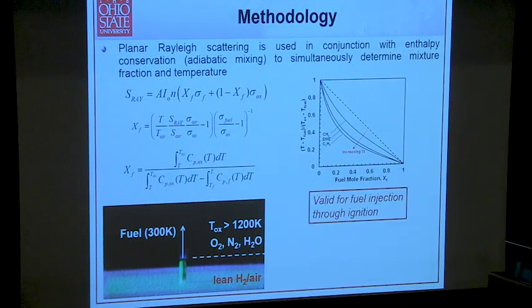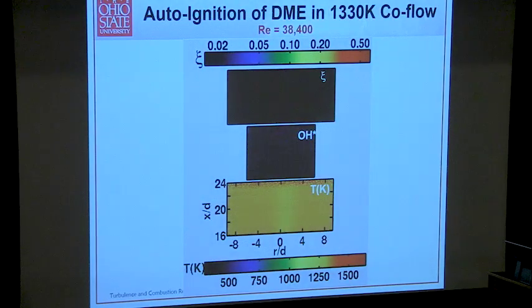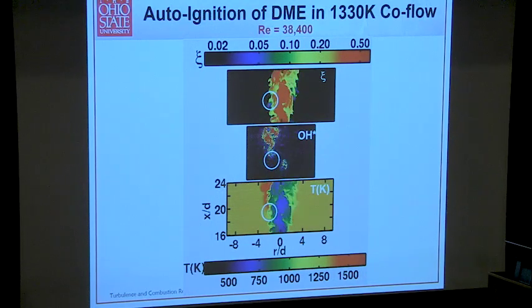Okay, so it's valid from fuel injection through ignition. Here's a movie, Rayleigh scattering, that has been reduced into the mixture fraction field and the temperature field. I'll let it play through a couple times along with the simultaneous OH. Initially we have cold injection, no ignition, and then after a certain amount of time, the flame ignites. So again, we're monitoring the mixing field and the temperature field both before and then during ignition, okay?